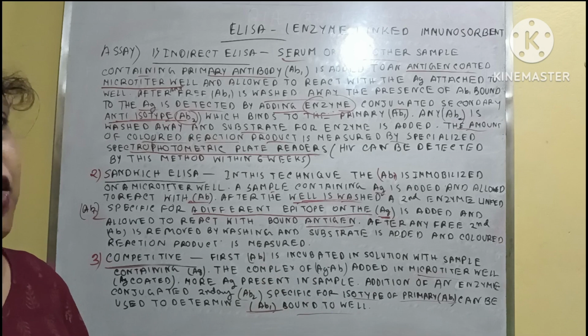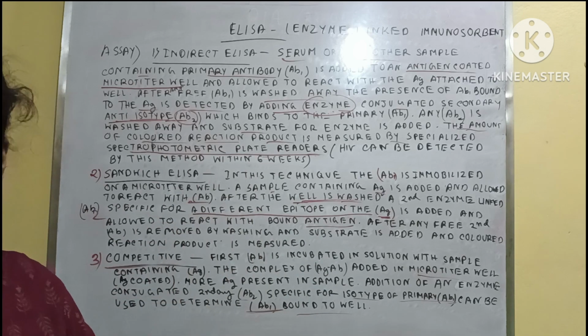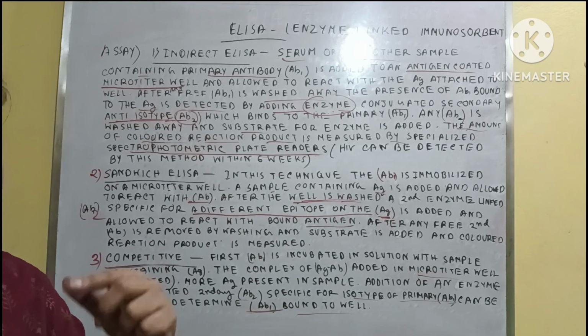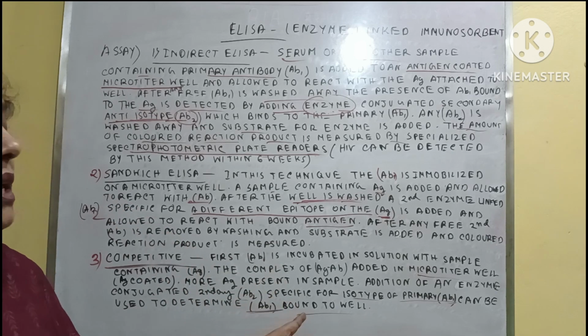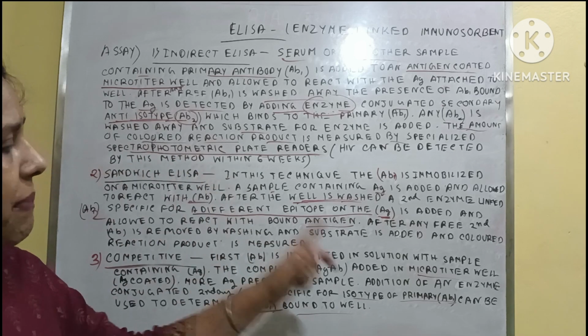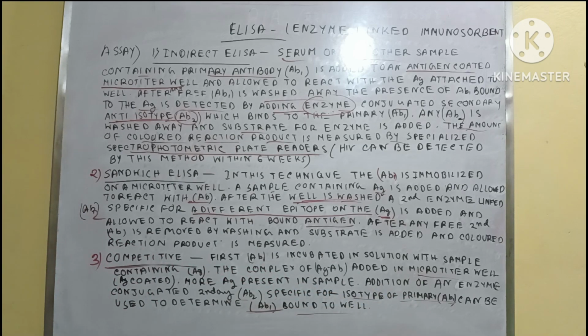So here the number of AG is greater than the AB, that means the primary antibody. And in the second step, the secondary antibody containing the enzyme is added, and it is allowed to bind with the primary antibody. So here it is easily determined how many primary antibodies are bound to the well. Okay, so these are the three types of ELISA.